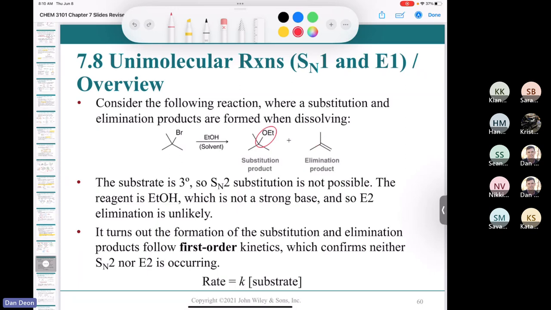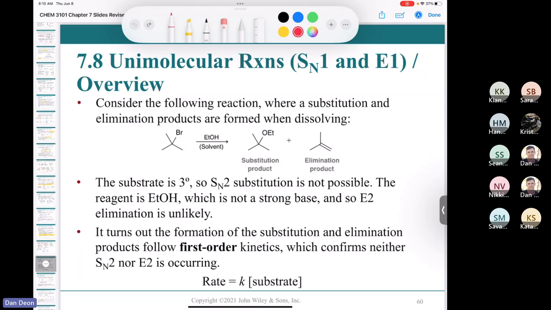So let's investigate this a little bit further. It says the substrate is tertiary, so we can't do an SN2. That's impossible, right? Again, the rationale is that the reason you can't do an SN2 is you imagine a nucleophile, it is too sterically hindered to attack this tertiary carbon. It can't happen. So let's just erase that. That's a heresy. It's not going to happen.